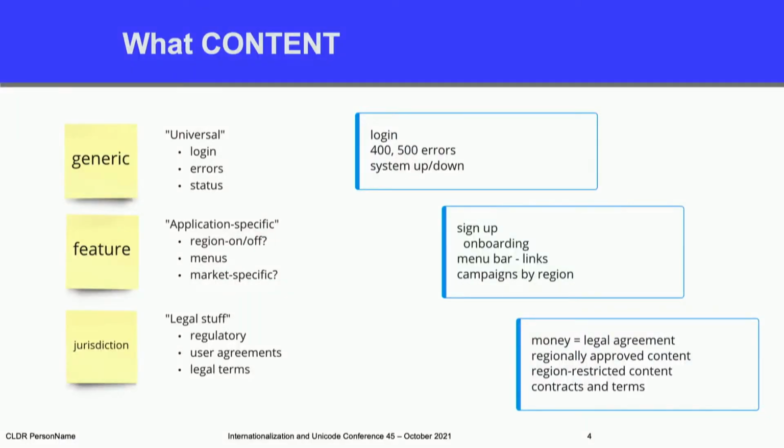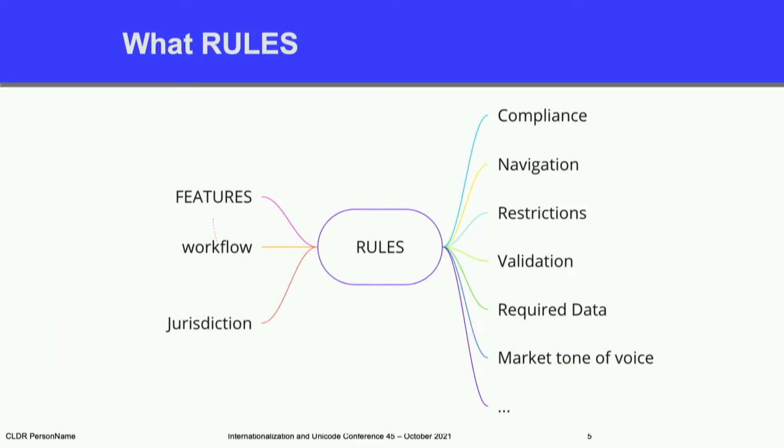So having that understanding of what region you're in, what features you have on or off, and what jurisdiction you're in, that then helps you to drive the rules. And those rules then help you decide your navigation, your state machines, when you go from one part of an application to another. Those rules then come from different areas, such as compliance. Are you asking all the right things? Are you following all the right steps?